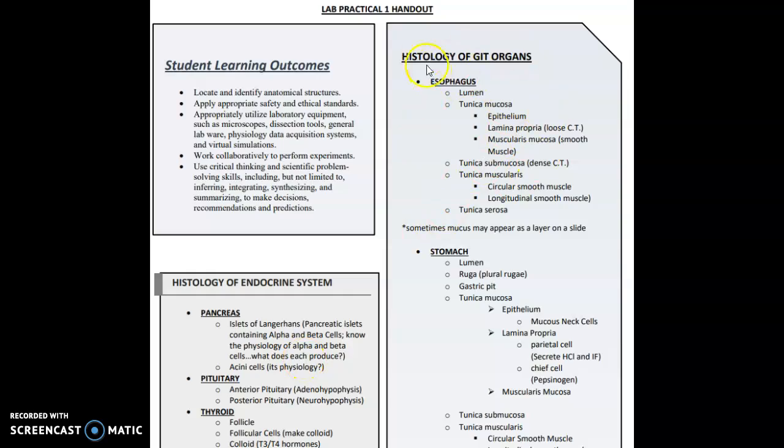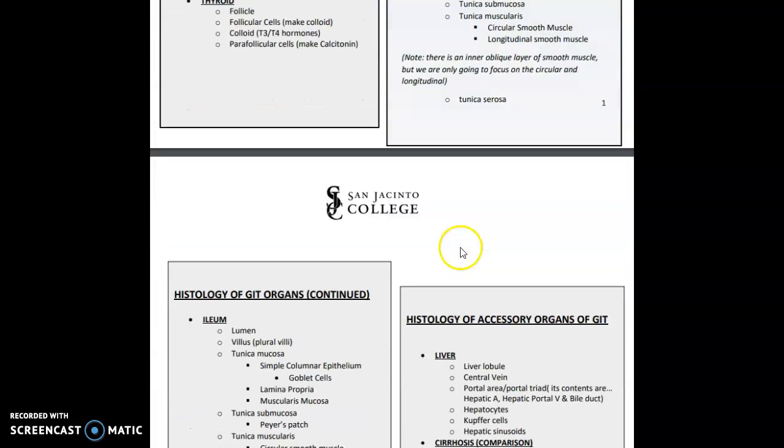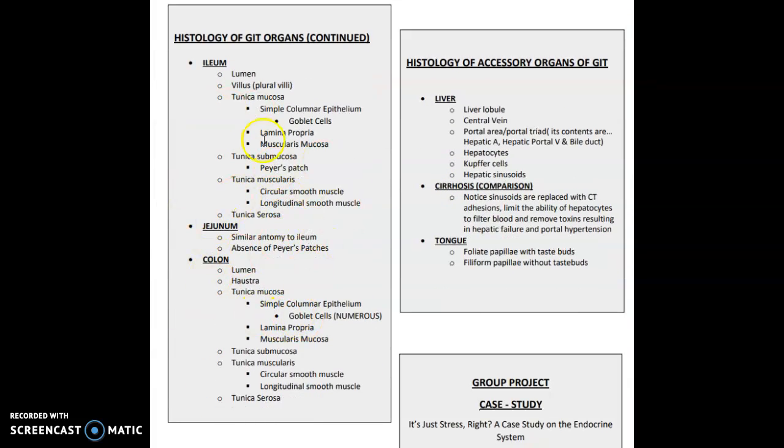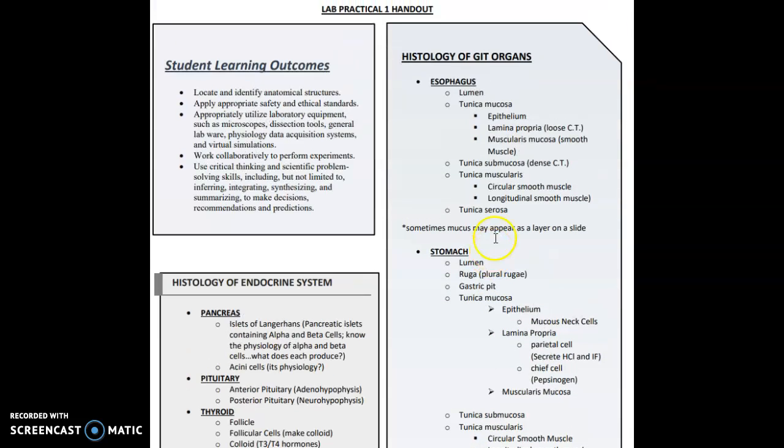For the lab, remember to check the gastrointestinal tissue organs. It's going to be the tract organs. It's going to be the esophagus again, the stomach. It's going to be the ileum, jejunum, and colon. We're going to be talking about these histology and the organs during the lab session.